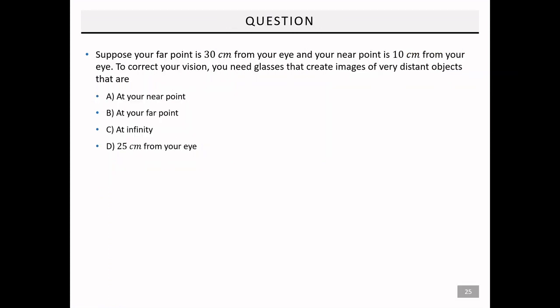Okay, so now suppose that your far point is 30 centimeters from your eye and your near point is 10 centimeters from your eye. This is maybe typical of somebody who has myopia. So their far point is much closer, but also their near point tends to be a little bit closer as well. Okay, so now in order to correct your vision, you need glasses that create images of very distant objects that are what? It's a fairly straightforward question, but think about it and I'll give you the answer in one of our meetings.